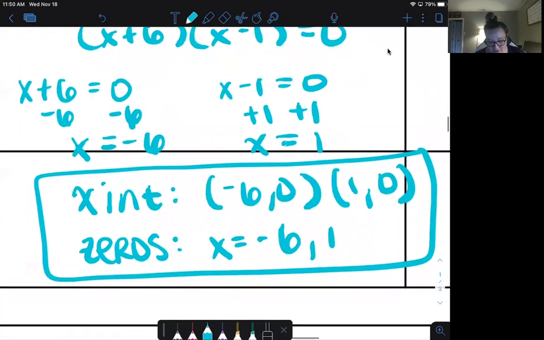I rewrote my final answers as x-intercepts and as zeros. And there you go. Hopefully, your answers match mine.